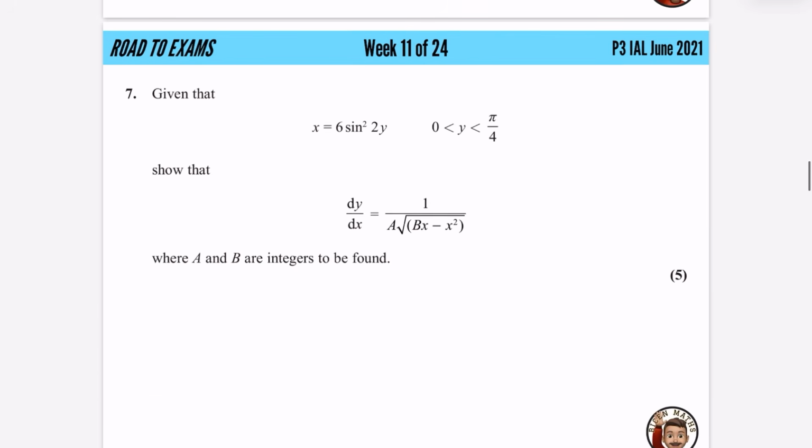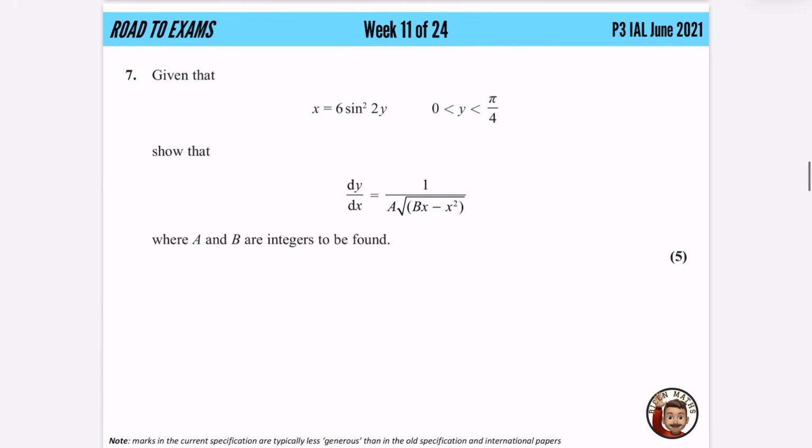So for week 11, if you want to kind of get ahead of this, we're going to be looking at a differentiation type question where you have something as x in terms of y, but we want to have dy by dx in terms of x. So a bit more of a tricky kind of question here, and it could be the kind of thing that could come up in the exam.